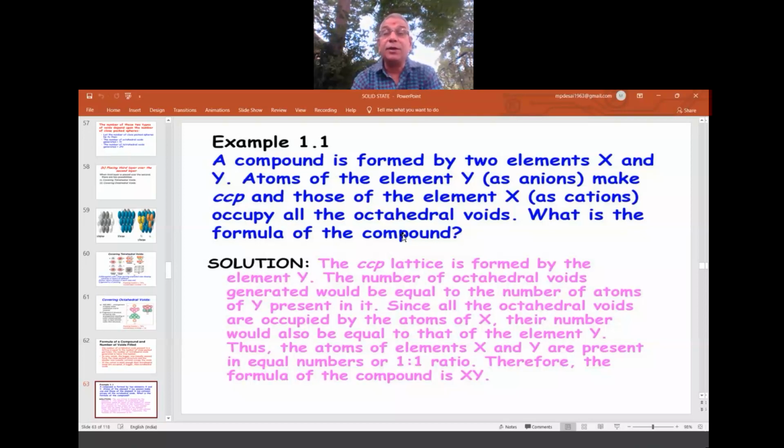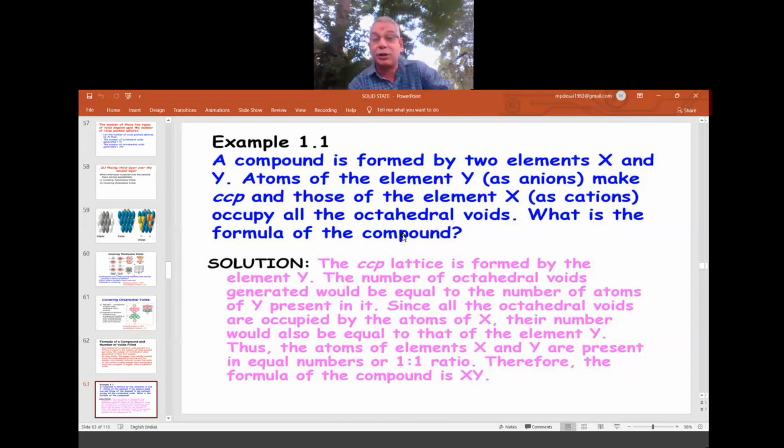If X and Y have gone for the CCP packing, what is the one more condition? Atoms of the element Y make CCP, and those of the element X occupy all the octahedral voids. So how many X are there? Those many octahedral voids are there, because what we concluded in the previous session is that the number of octahedral voids is equal to the number of spheres. So here X has gone for covering all the octahedral voids, so X is equal to the octahedral voids only.